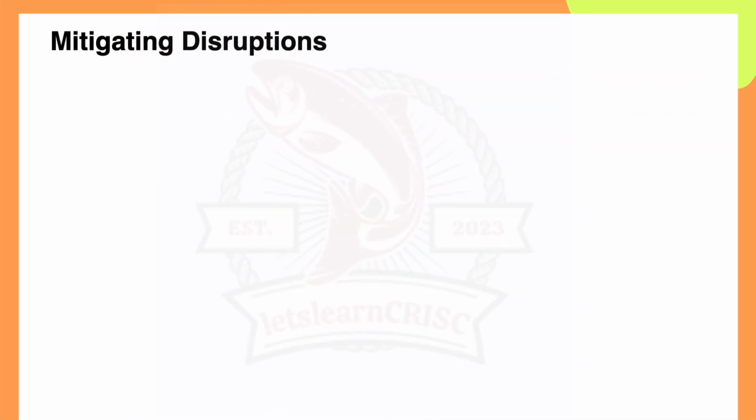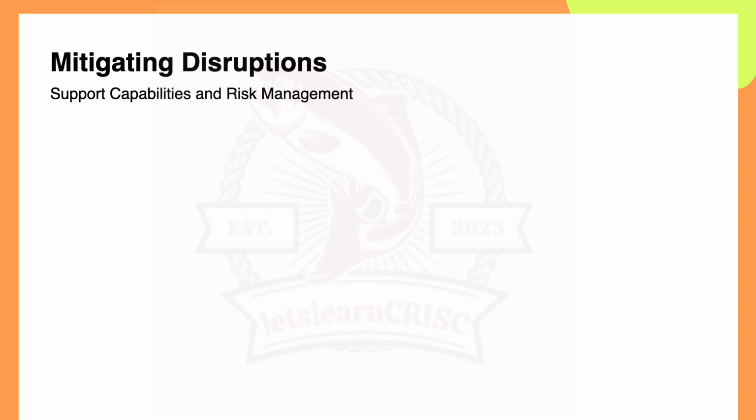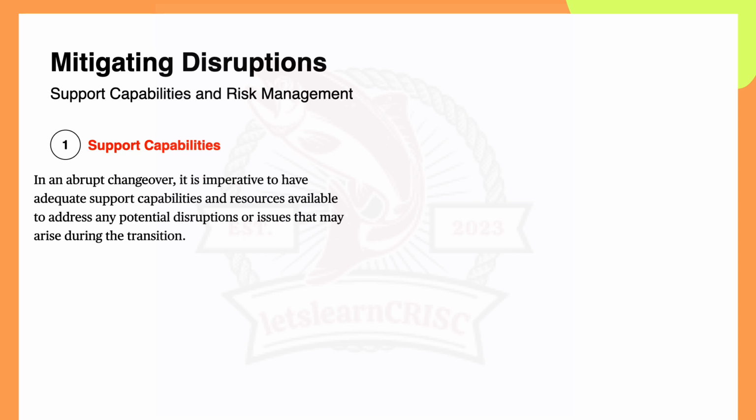Next is about the migration disruption. Under the migration disruption, the first is the support capability. Friends, in abrupt changeover, it is crucial to have enough support capability and resources ready to tackle any disruption or issues that might pop up during the quick transition, right? It is like having a dedicated team available to fix any glitches in a live performance, right?